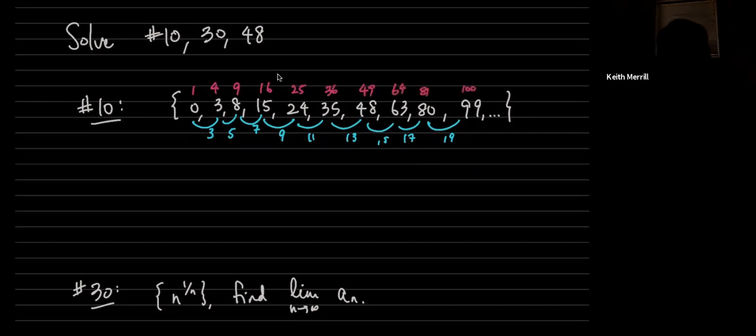What is going on with the numbers written above the line? Well, they are precisely the perfect squares. In fact, they're n squared if n represents their place in the sequence, right? 1 squared is 1, 2 squared is 4, 3 squared is 9, 4 squared is 16, et cetera, et cetera.